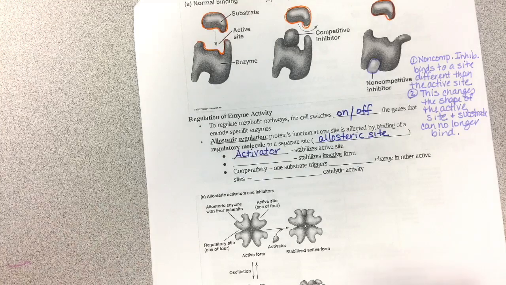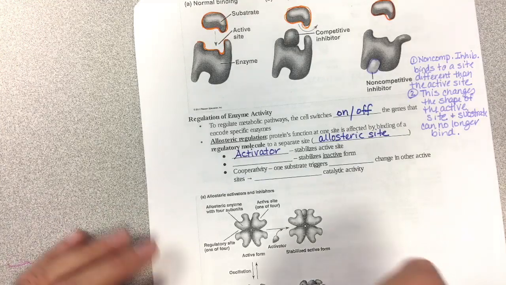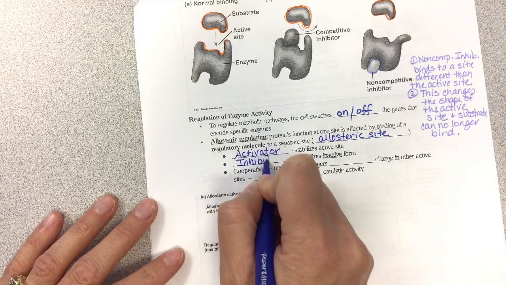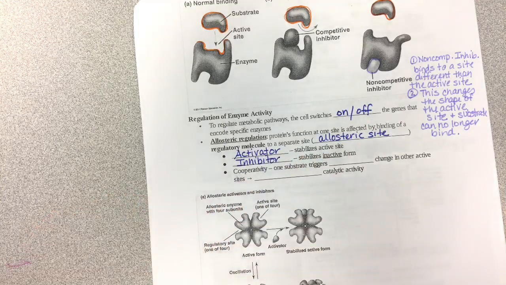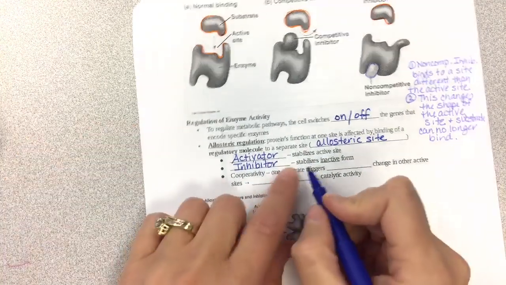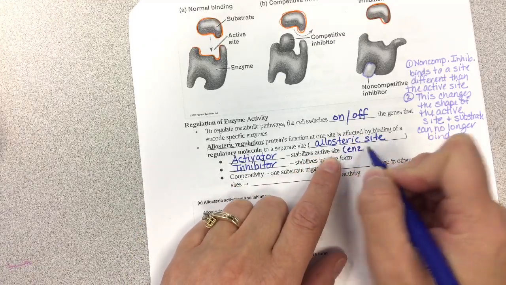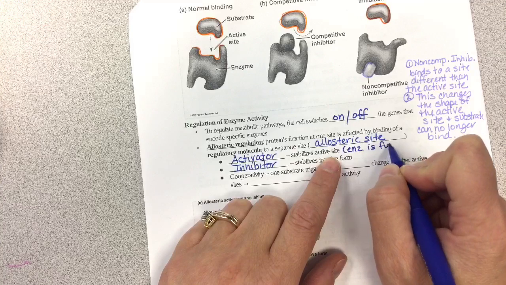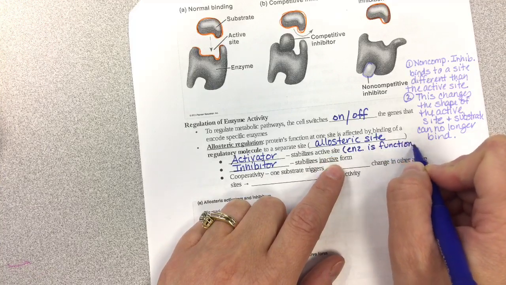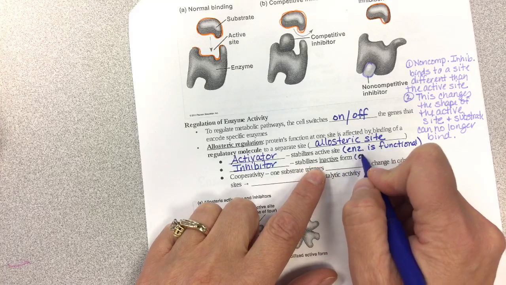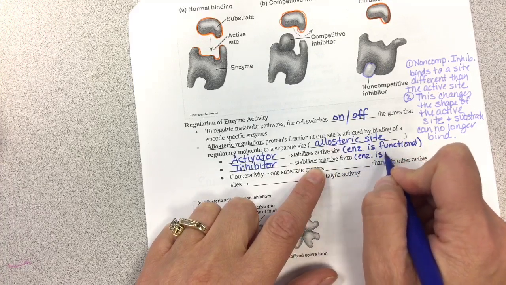And then we have another molecule that stabilizes it in the inactive form, and that's called an inhibitor. So it makes the enzyme not work. When it stabilizes the active site, the enzyme is functional. If it's stabilizing in the inactive form, the enzyme is not functional.